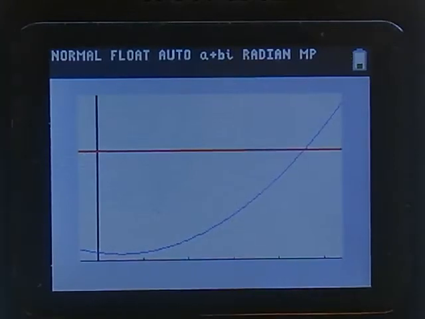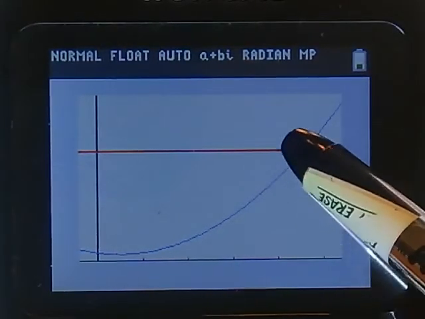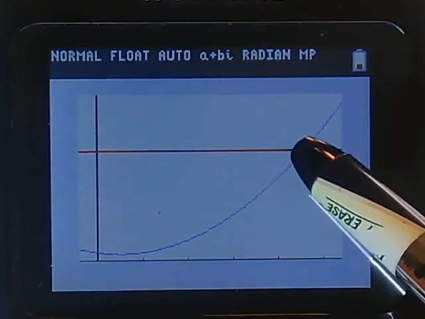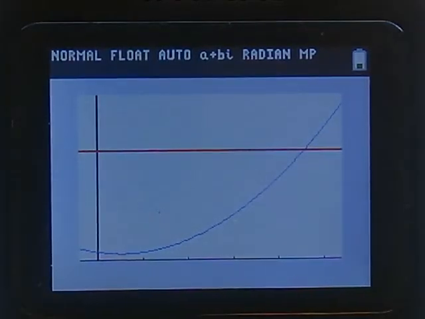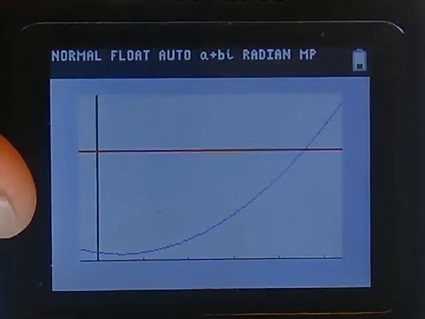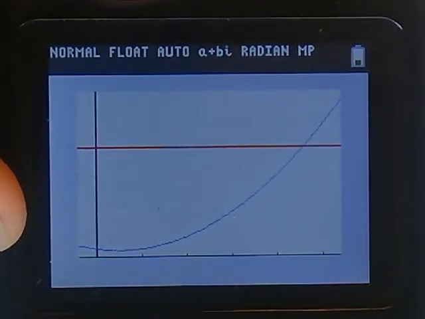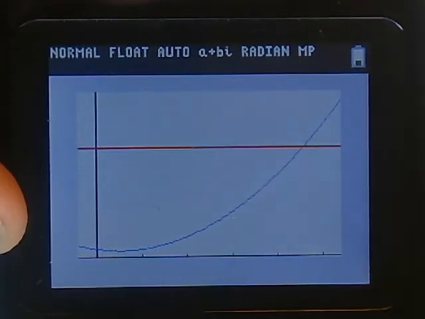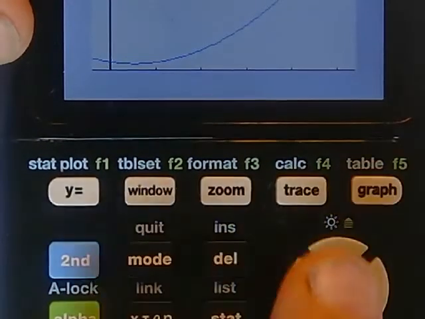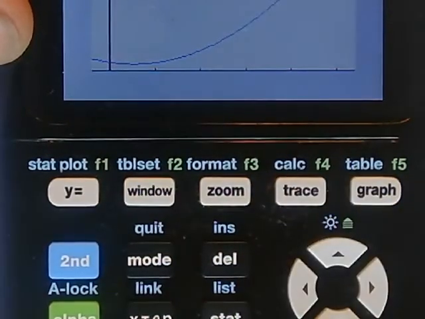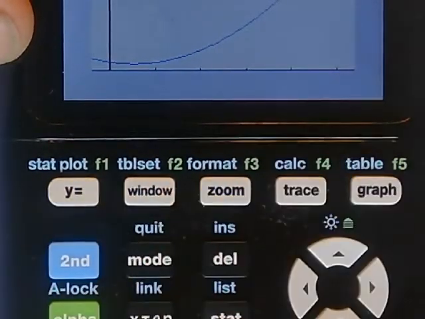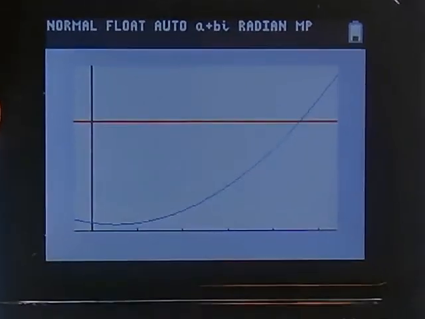All right, and let's draw that horizontal line. There it is. So what it's saying is that right where these two intersect is the spot at which the graph exceeded a million. Well, if you recall, we can actually find that point of intersection. I'm going to use the intersect feature, and you've used it before, by going second calc.